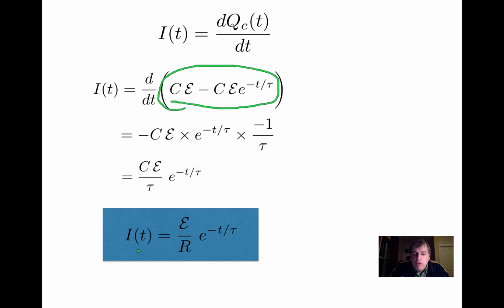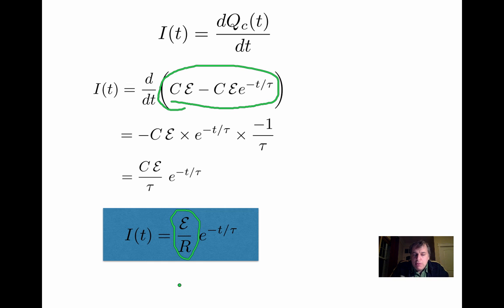And what's the value of the maximum current? Well, at t equals 0, if you set t equals 0 here, you get e to the minus 0 here. So this is just 1. So you're left with E over R times 1. So the maximum current is just E over R. Okay, this is the maximum current, and it occurs at t equals 0.